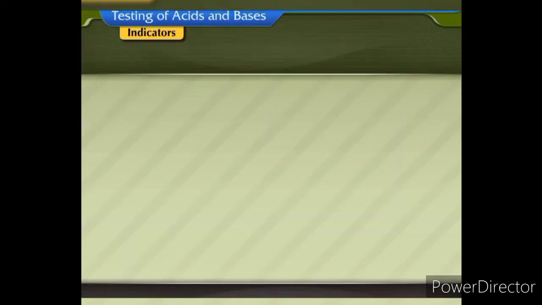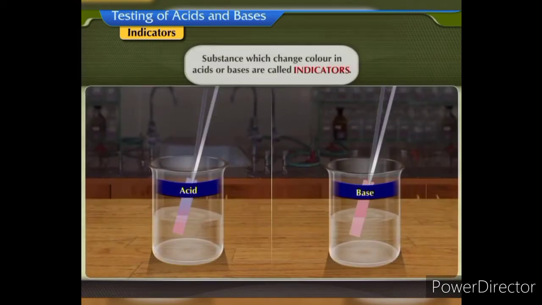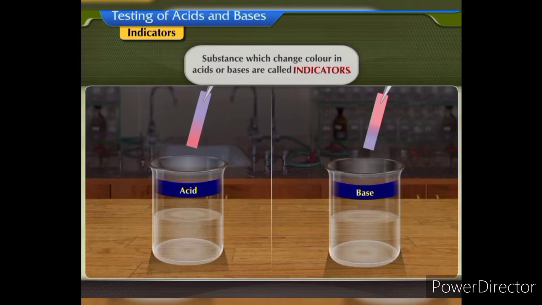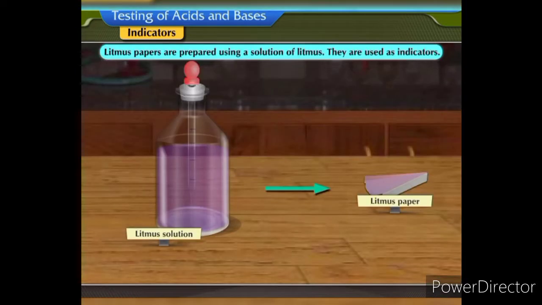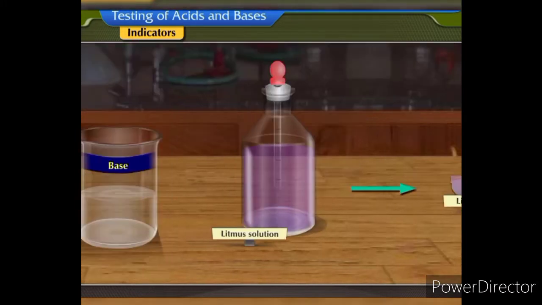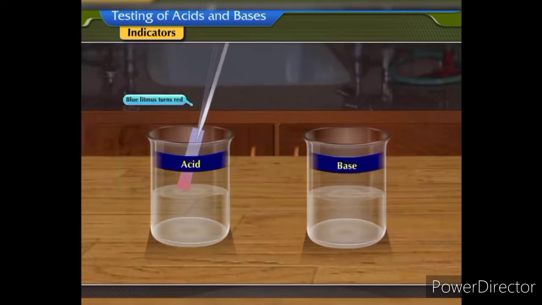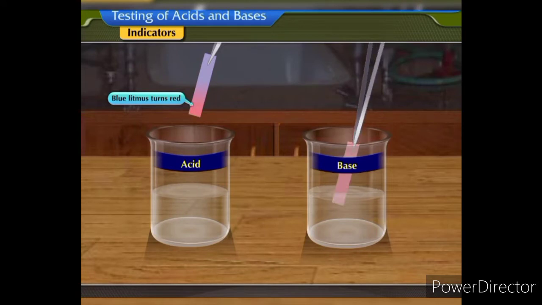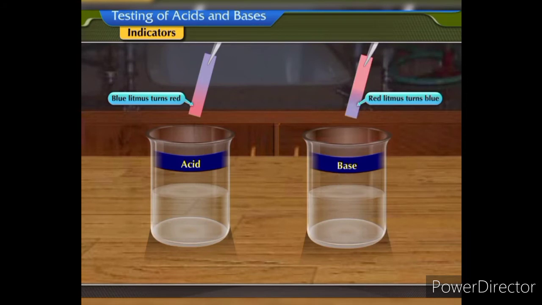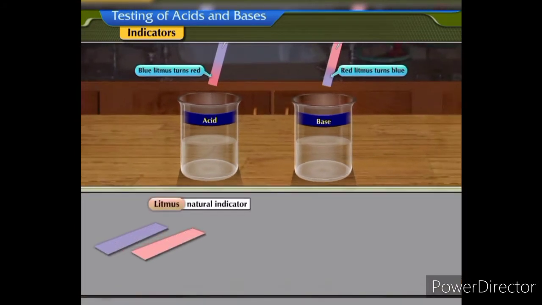Indicators. Substances which change color in acids or bases are called indicators. Litmus papers are prepared using a solution of litmus. They are used as indicators. Acids turn blue litmus red and bases turn red litmus blue. Litmus is a natural indicator.